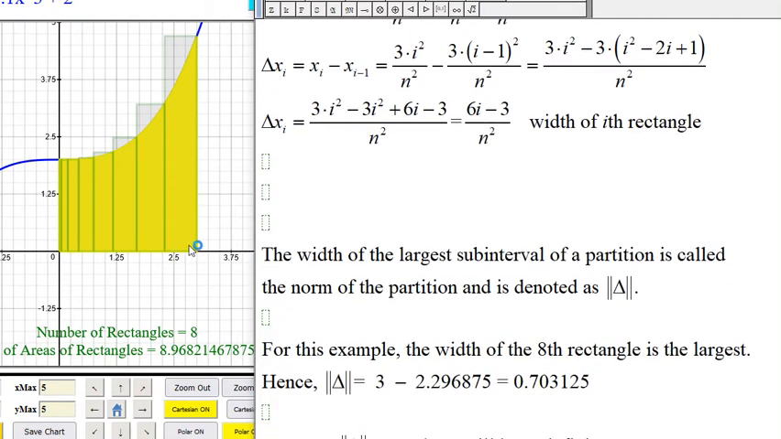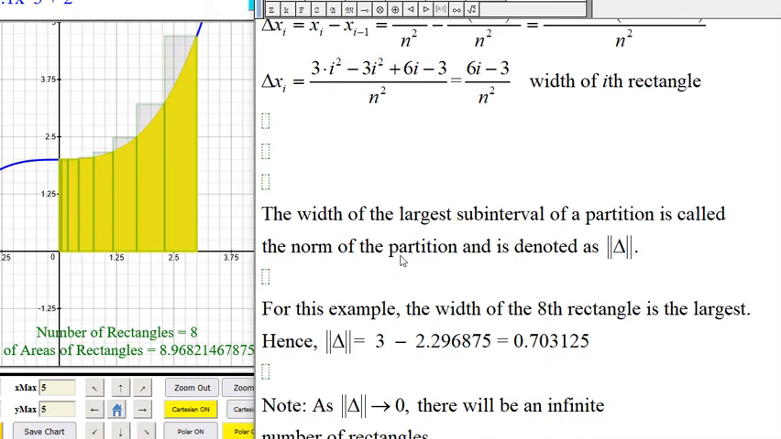And the largest width of a partition, we call it the norm of the partition, and it is denoted by the double bars with delta inside. So this double bars with delta is called the norm of the partition, and is the largest width of a partition. And in this case it is width number 8, the width of rectangle number 8.